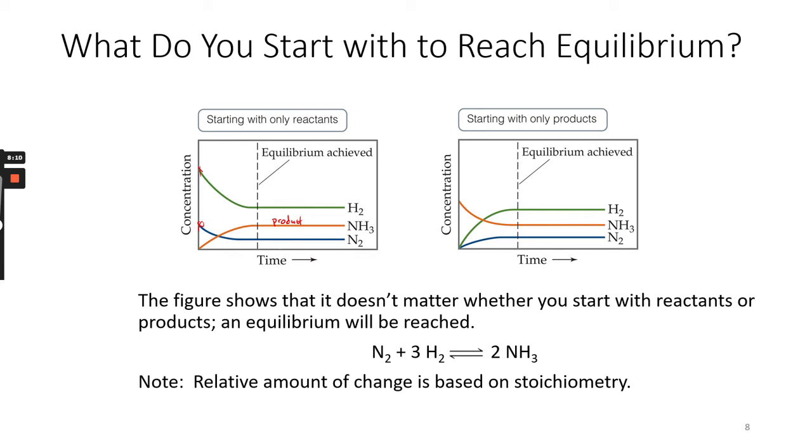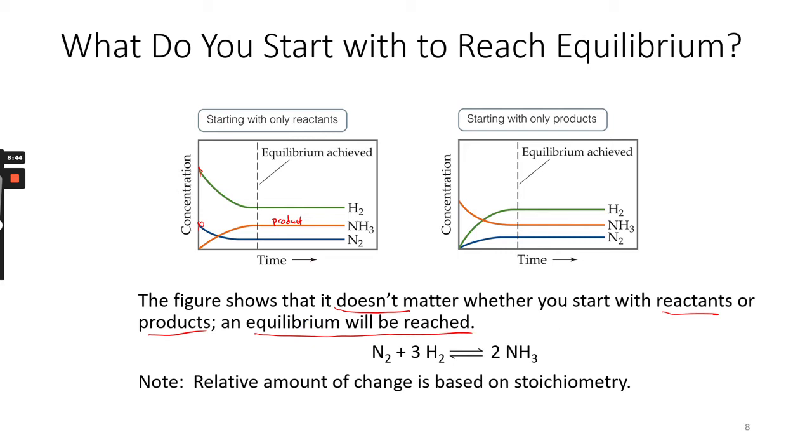Eventually, it will reach equilibrium. It doesn't matter that we're just starting with reactants. It will reach equilibrium eventually. Let's take this example here. Now we're starting with 0 reactants and all products. So the reverse reaction will occur, and we'll start to make some reactants, and then eventually we will reach equilibrium. So it doesn't matter what you start with, you will reach equilibrium. So the figure shows that it doesn't matter whether you start with reactants or products, equilibrium will be reached.